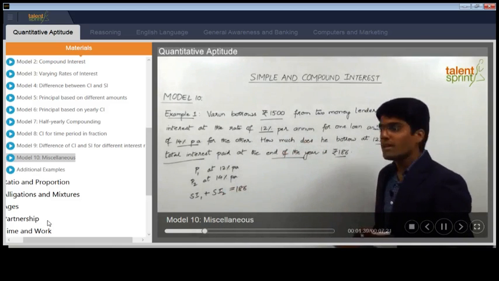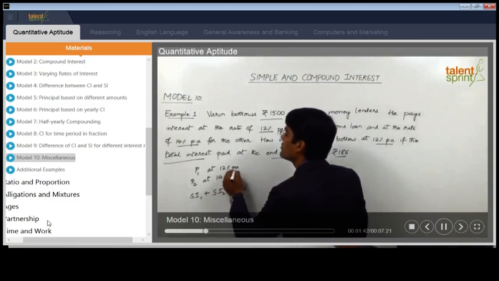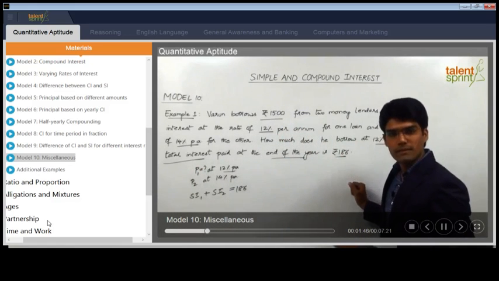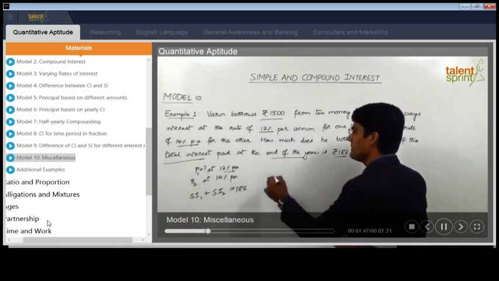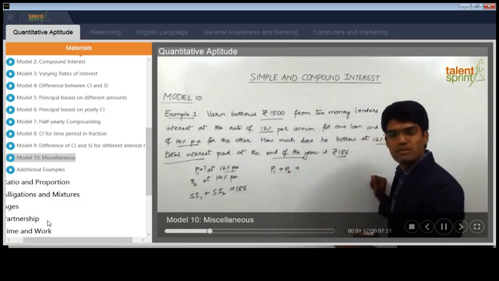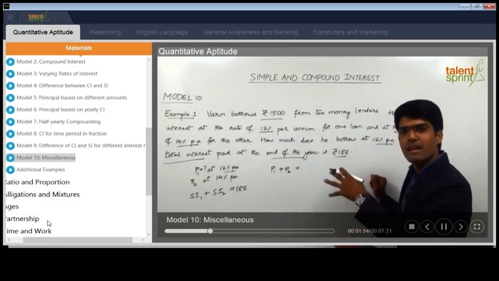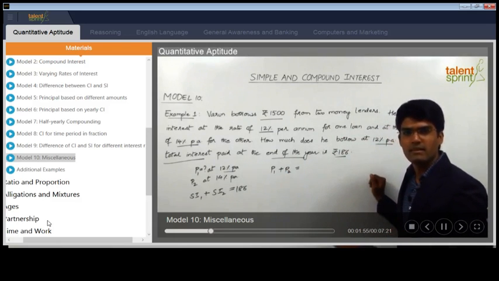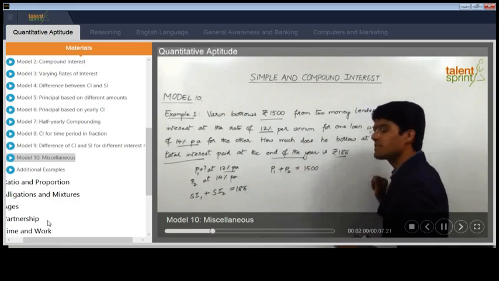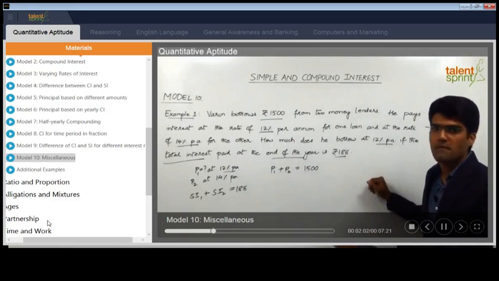And we need to find out how much has been borrowed at 12% per annum. That means P1 is what has to be calculated. From the given question, we know that P1 plus P2, the total of both the loans, the principal amount from the first lender and the principal amount from the second lender, amounts to 1500 rupees. So the total principal amount P1 plus P2 is 1500.